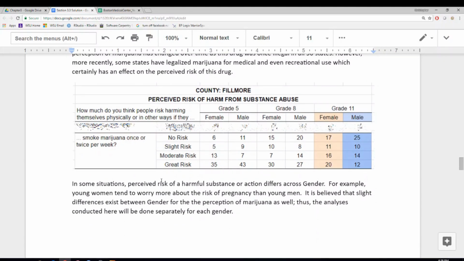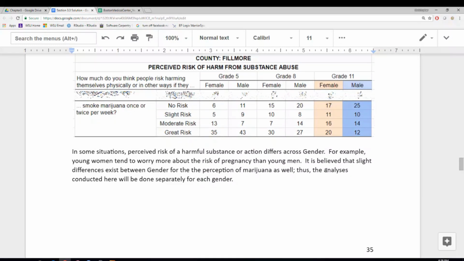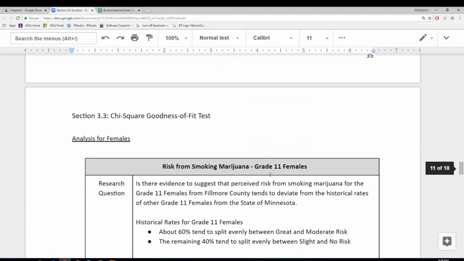Also, in some situations, perceived risk of a harmful substance or an action differs across the genders. For example, young women tend to be much more worried about the risk of pregnancy than young men do. So it is believed that slight differences exist between genders for the perception of marijuana as well. So I'm going to consider the analysis of the female data separate from the analysis of the male data here. Let's go ahead and do the analysis for the females first.